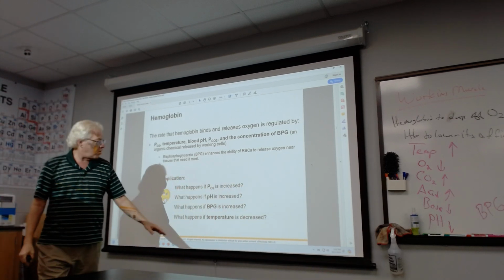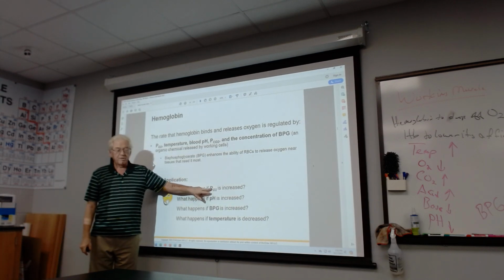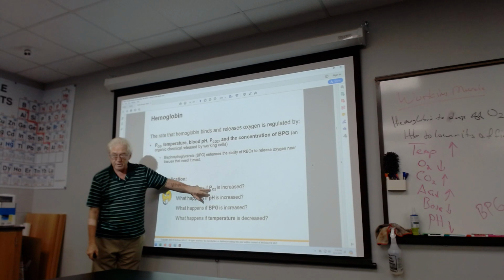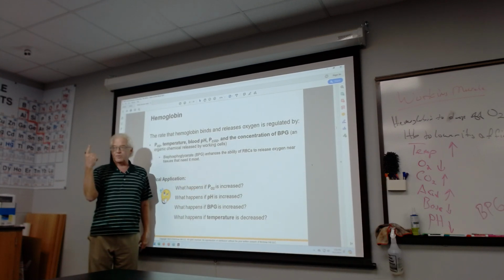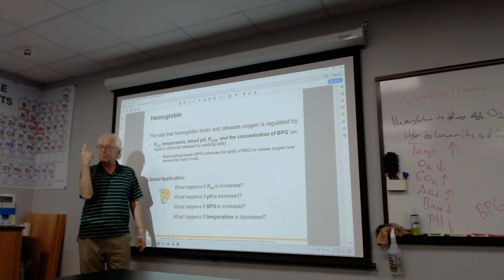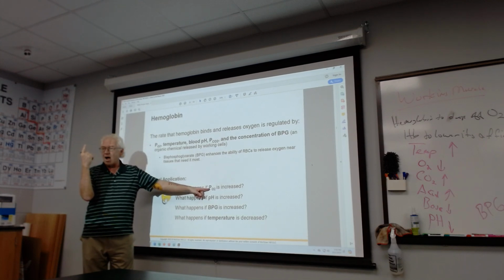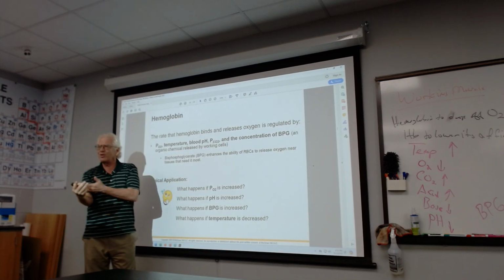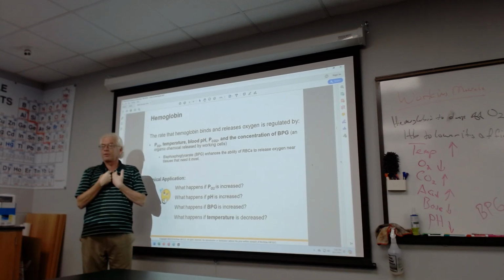Under this condition, this is the partial pressure of oxygen. The P here is partial pressure. If the partial pressure of oxygen is increased, do I have my hemoglobin dropping off oxygen or picking it up? Picking up. If you already have oxygen, why drop it off? You don't need any. And your lungs are full of oxygen, you just took it in.